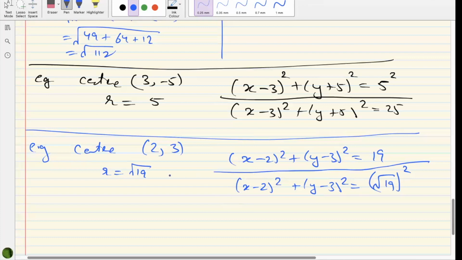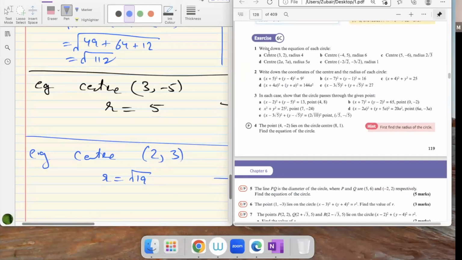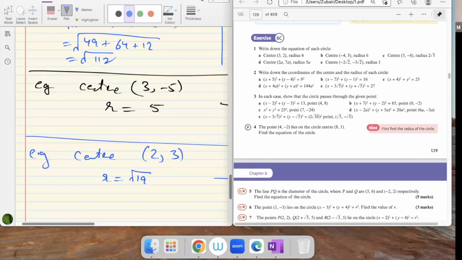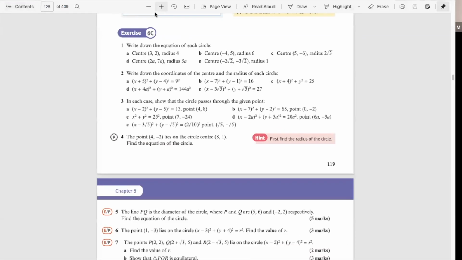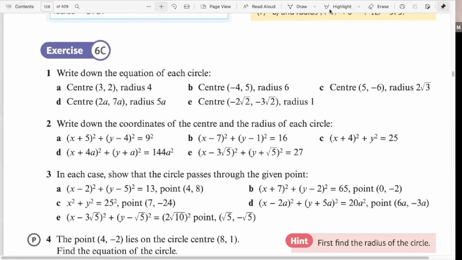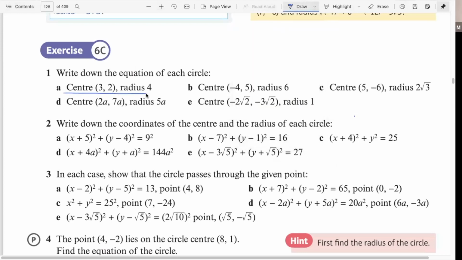No, sir. Okay, let's move on to the exercise for a little more practice. It says write down the equation of the circle. So do we agree we've practiced question 1 indirectly? We are given the center and radius. Let's quickly do this. We know the center and we know the radius. So the equation will be (x minus 3) whole squared plus (y minus 2) whole squared equals 4 squared.